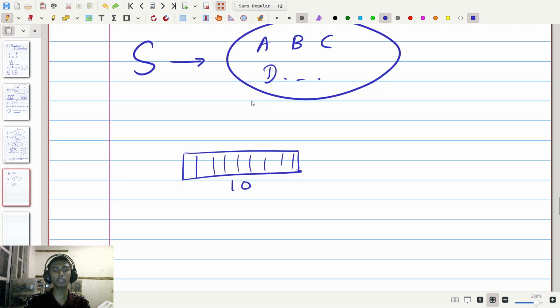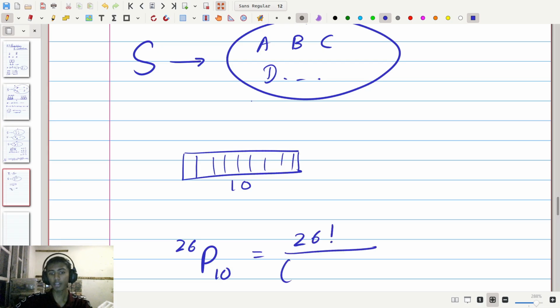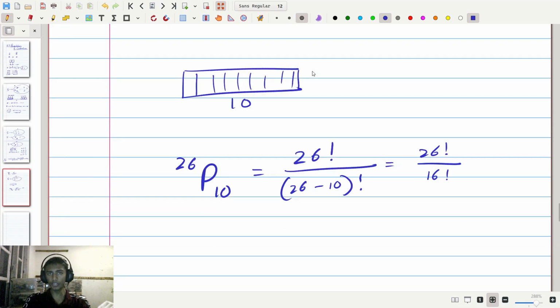Therefore, the total number of passwords that we could make is 26 permute 10, which is going to be, according to our formula, 26 factorial divided by (n minus r) factorial, which is 26 minus 10 factorial, as in 26 factorial divided by 16 factorial. This is a very big number.